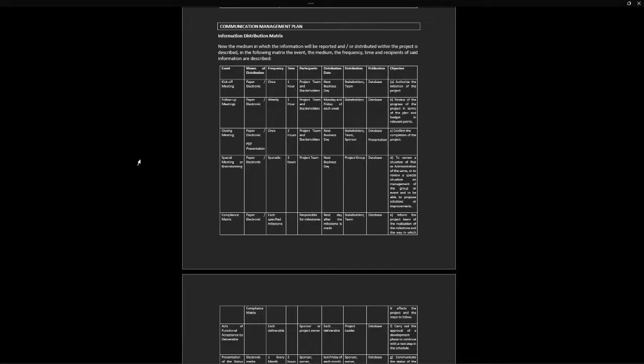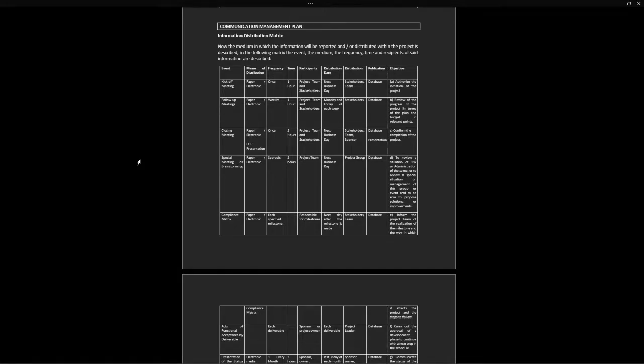Then we have the follow-up meetings, distributed by paper and or electronic, via electronic. This can be weekly, maximum 1 hour. Participants are the project team and also stakeholders. The distribution date is Monday and Friday of each week, as we were talking about last time, twice in a week, one at the end and one at the beginning. Then we have distribution to the stakeholders and publication in database, and the objective of it is to review the progress of the project in terms of the plan and budget in relevant points.